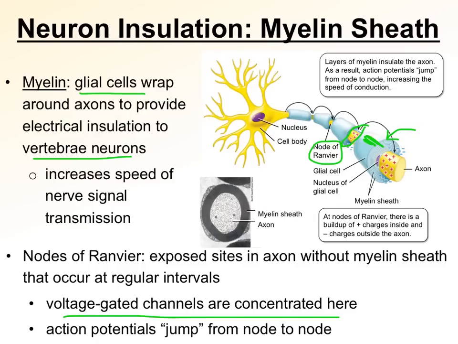So the action potential sort of jumps from node to node, and you can see that in this picture here where they have the, well, actually I showed it going in this direction, but let's say it's going in this direction because actually that's how it would go because it comes in at the dendrites. So it jumps here, and then it'll jump here, and then here, and then here.